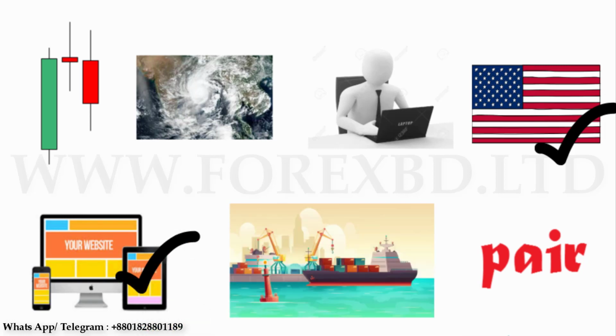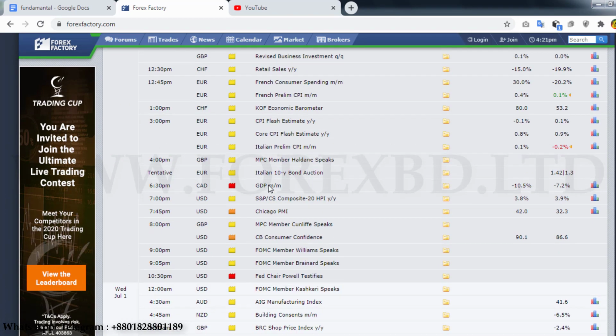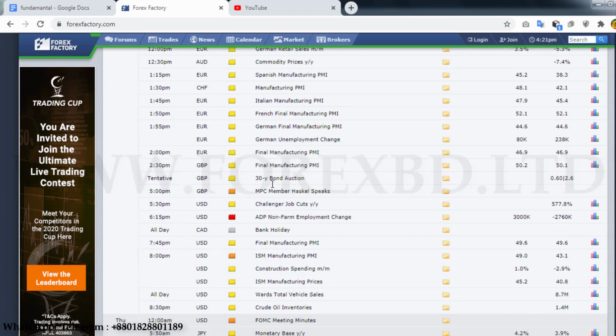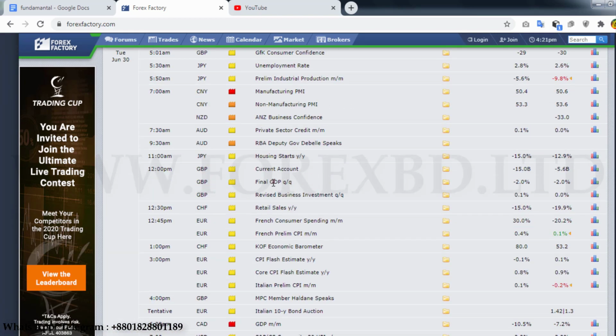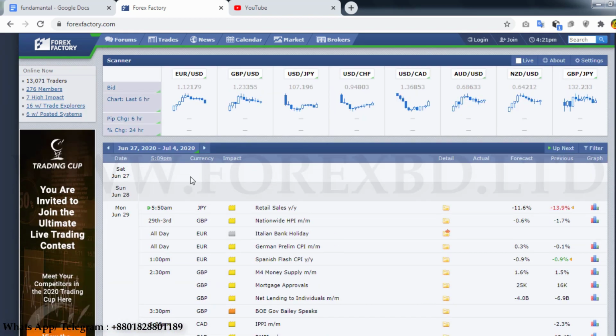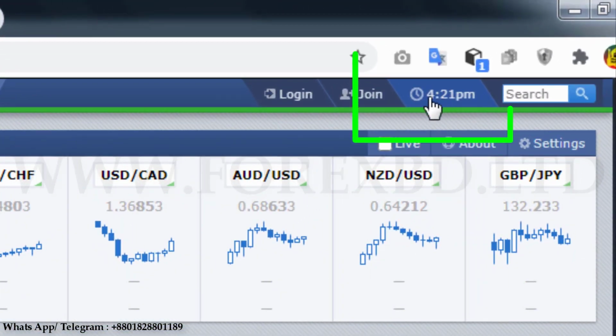We introduced you to Forex Factory before. By visiting this site, you will easily get all kinds of information. This site is very popular for fundamental analysis. The chart you can see on the screen is called the calendar. Basically, it's very important for doing analysis, and of course you will fix the time on this website.